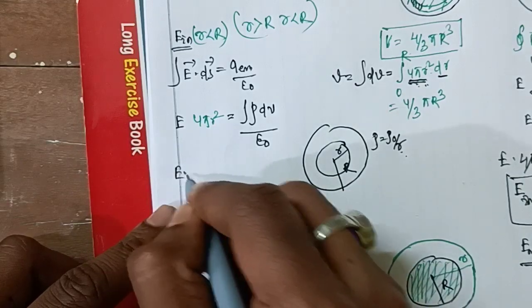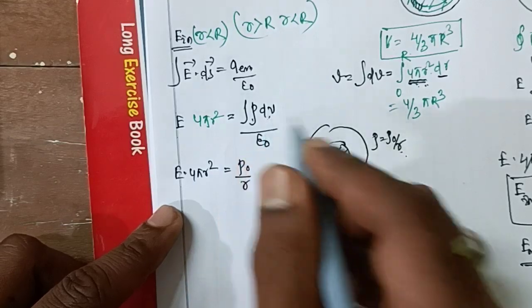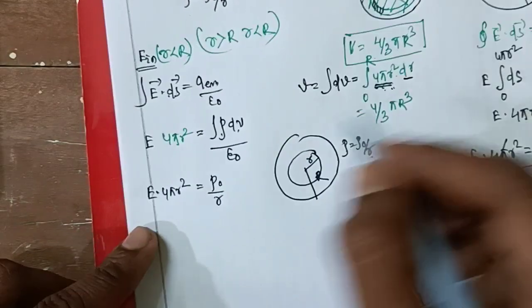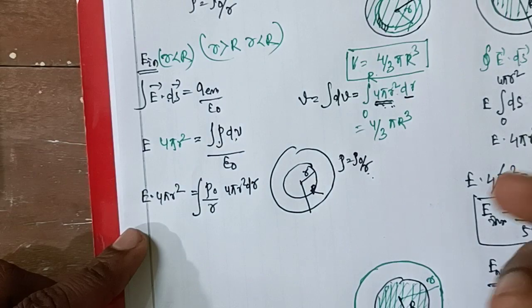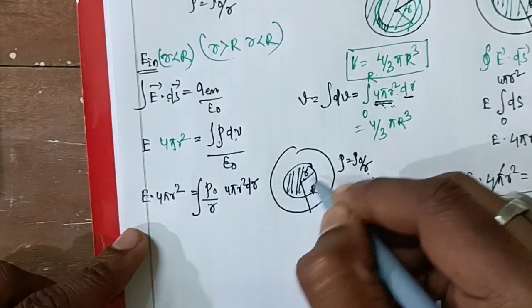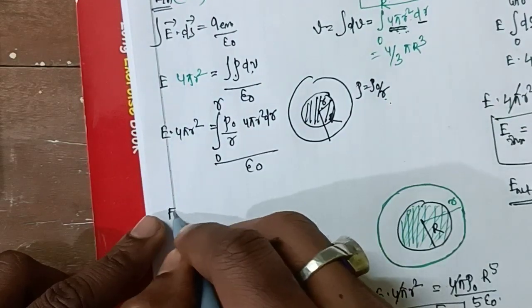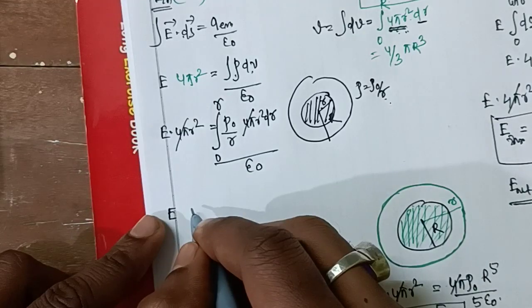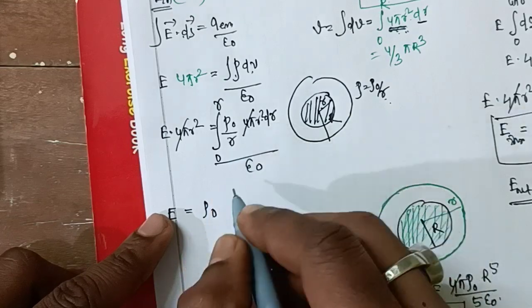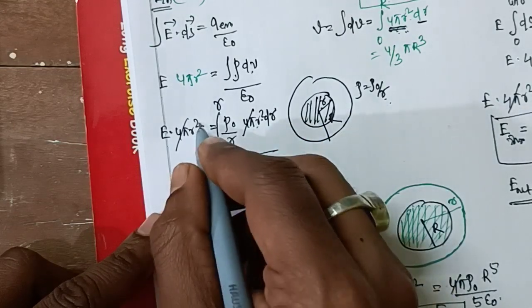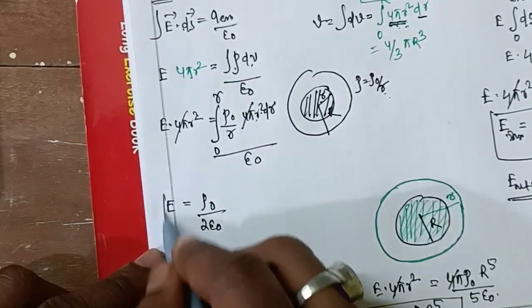So I will simply substitute 4 pi r square. I will substitute the rho value, rho naught upon r. dV is what? The elementary volume I will consider. This is nothing but 4 pi r square dr. Integration, but whose limit will I consider? Because I want the charge enclosed within this region, I will consider 0 to r, upon epsilon naught. This is pretty easy. This 4 pi has cancelled, and this is rho naught. One r has cancelled. So what answer is coming? r square by 2. One r square has cancelled. So rho naught upon 2 epsilon naught. This is the result in this case.